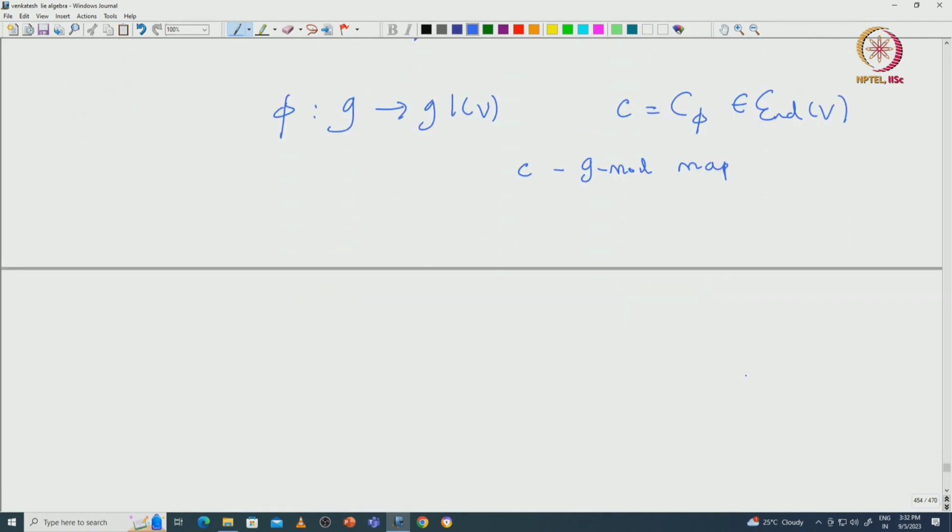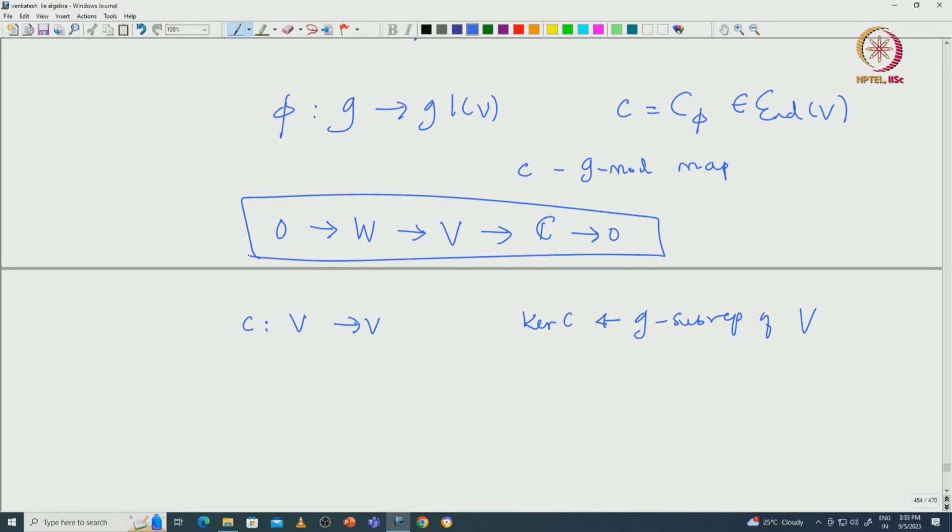Okay. So, in particular we can talk about the kernel. C is a map from V to V, so we can talk about the kernel of C. This must be a G sub representation of capital V. Now, let us see how it is related to this W. We already have this short exact sequence: 0 to W, W sitting inside V, V quotient to this C. Now, since W is a sub representation, in particular C should map W to W, because C is a G module map, and W being a sub representation implies that C should map W to W.